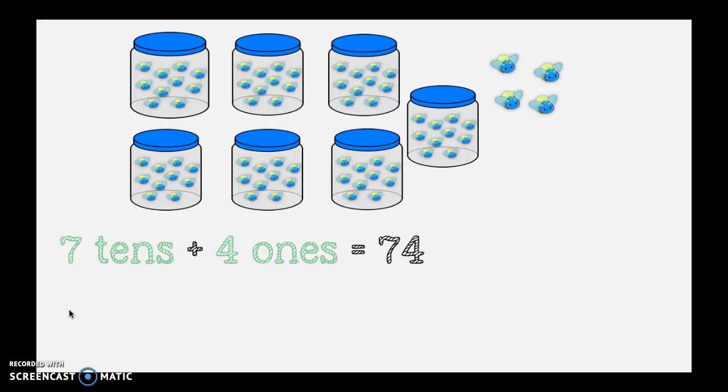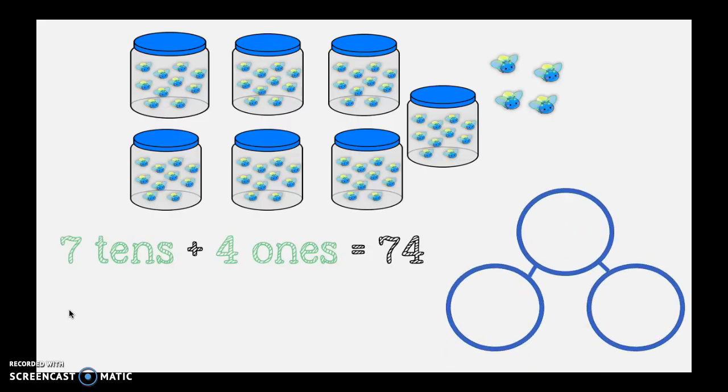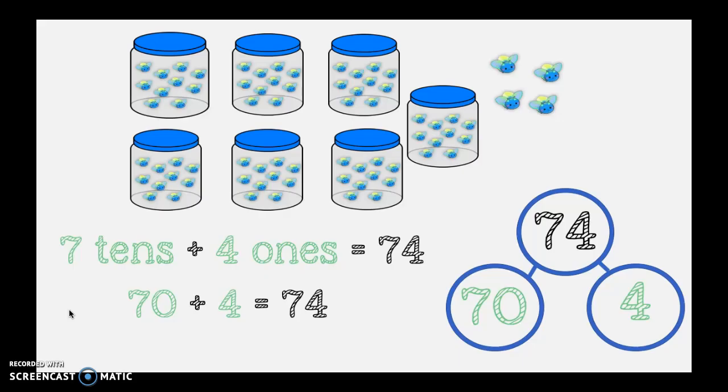Now, what we're going to practice today is doing that, but then also writing them out the regular way. So that's the say 10 way. The regular way would be, well, 7 tens is 10, 20, 30, 40, 50, 60, 70, and 4 ones is just 4. So I could also say 70 and 4 are the two parts. And when I put them together, they equal 74. My number sentence would be 70 plus 4 equals 74.